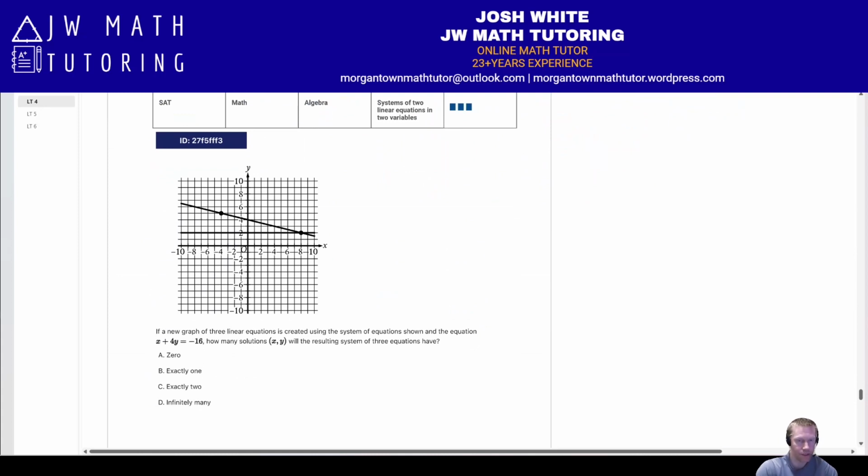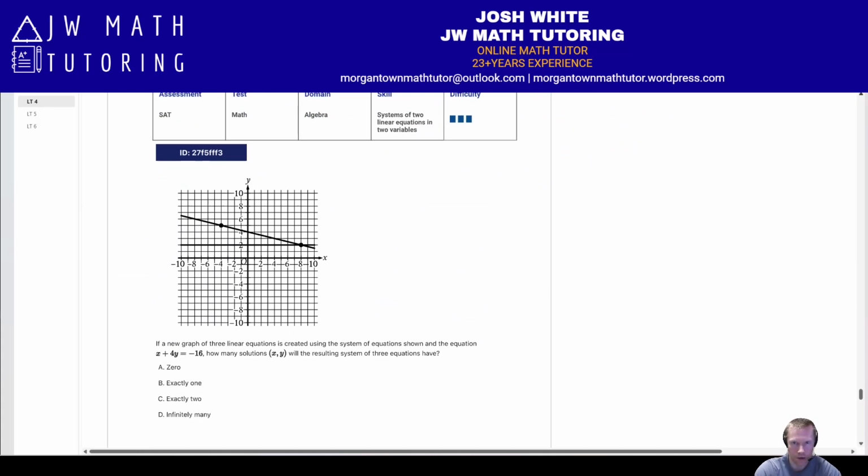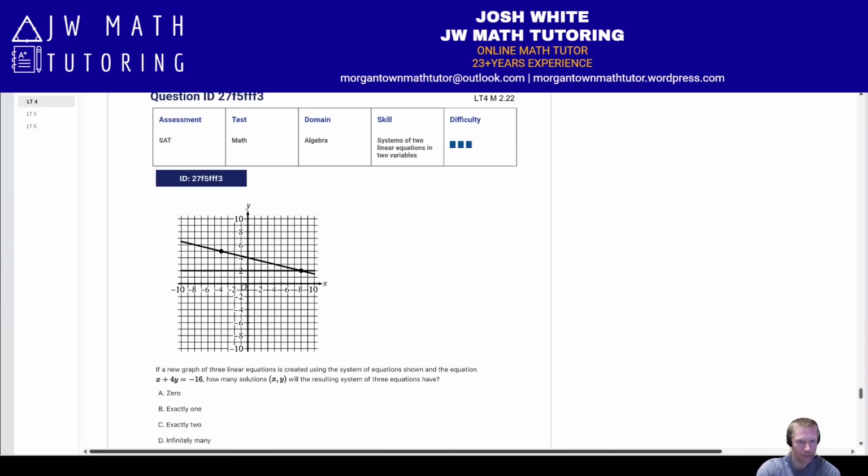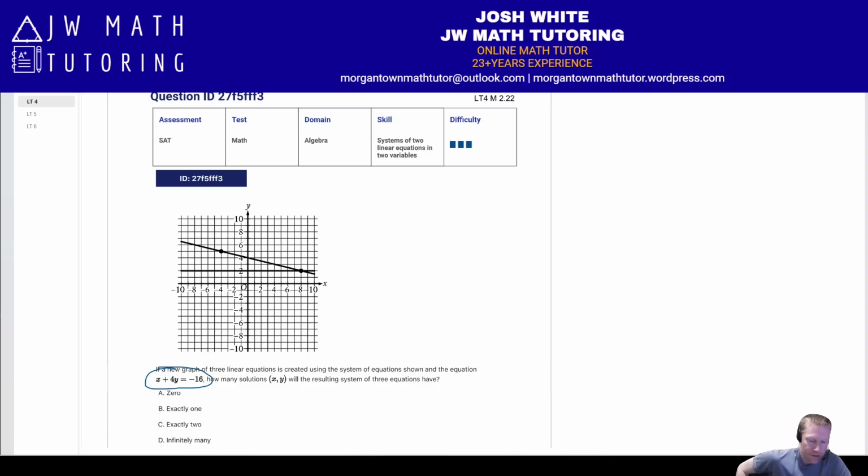Next up, question number 52. Not 52. What am I talking about? 22. There you can see the number at the top and we get all the answer choices on the screen. Okay, so we have two equations graphed here already. They say that they're making a third system of equations using these two plus this right here. How many solutions will there be to this three-line system of equations?